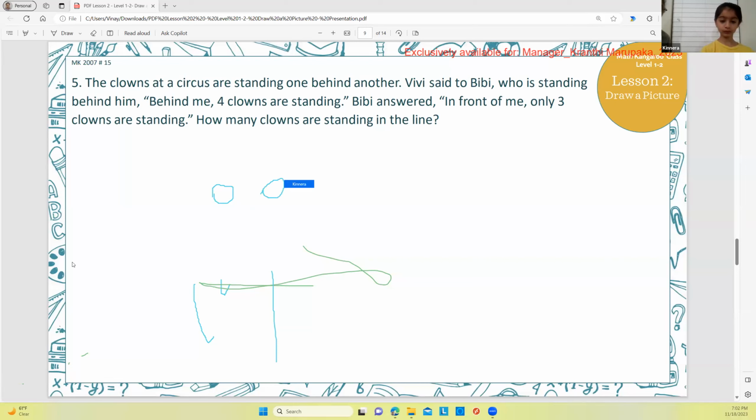You can do with this. Do with your finger on the screen.